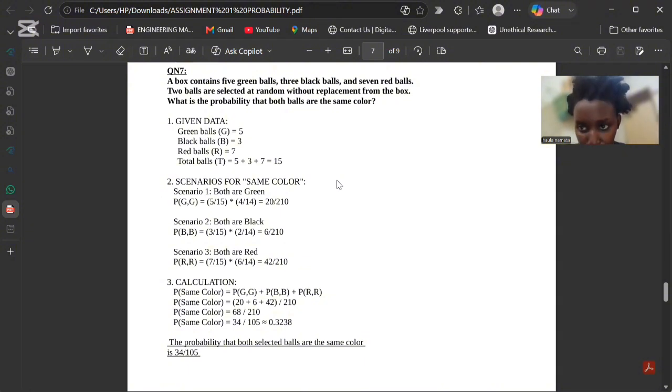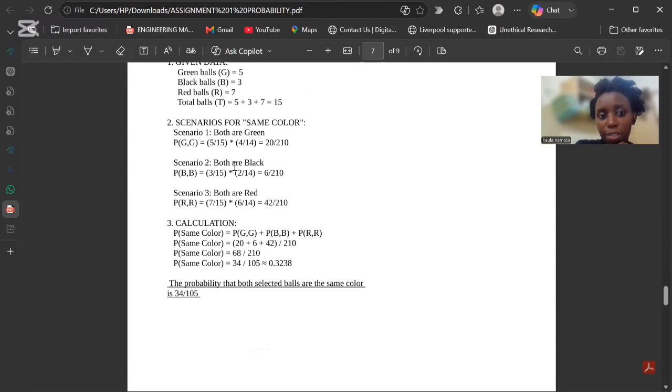So we first map out our box. We are given that the number of green balls is 5, the number of black balls is 3, and the number of red balls is 7. So from this, we are able to find the total number of balls we have in the box, which is 15. And then the probability of the same color.